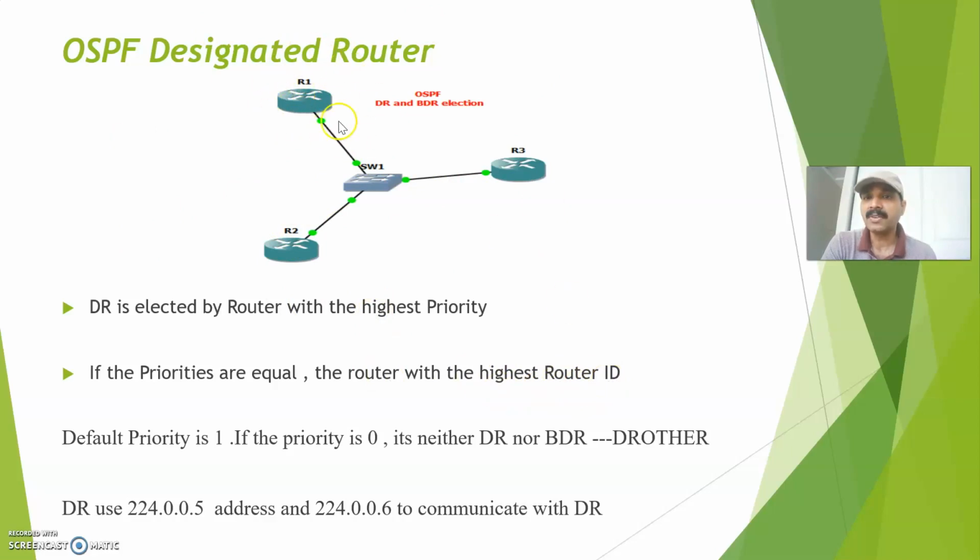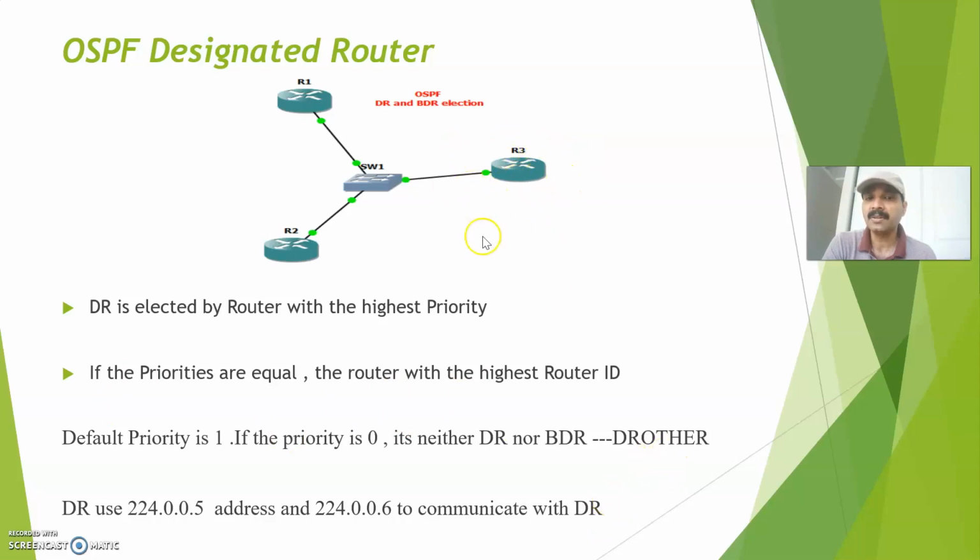Assume R1 has the highest IP address. So this will be elected as the DR, and R2 will be elected as the BDR. The second highest IP address or the second highest router ID will be elected as the BDR, that is the backup designated router. And another one is R3. If the priority is 0, or if it is neither DR nor BDR, it will be elected as a DR other.